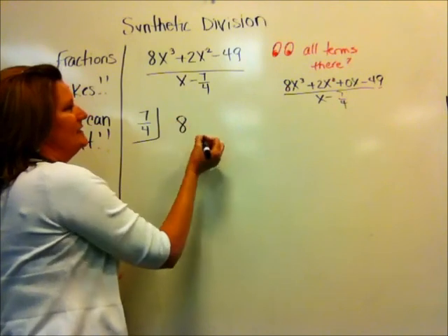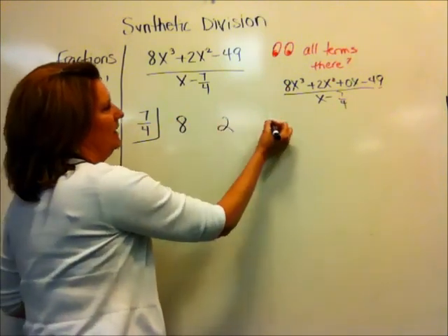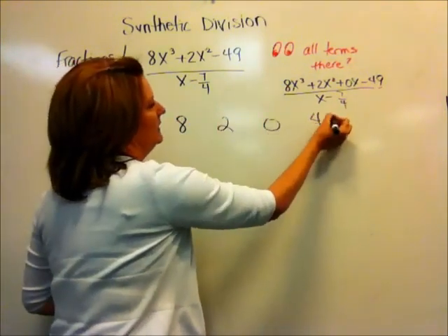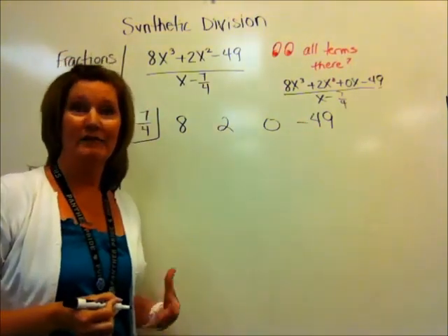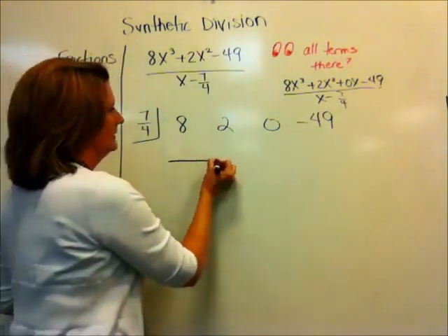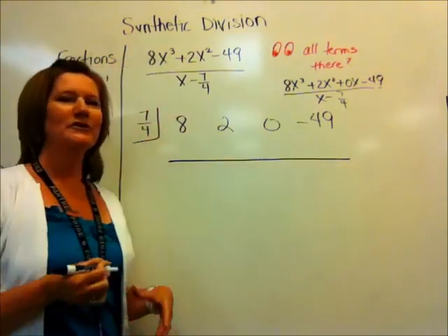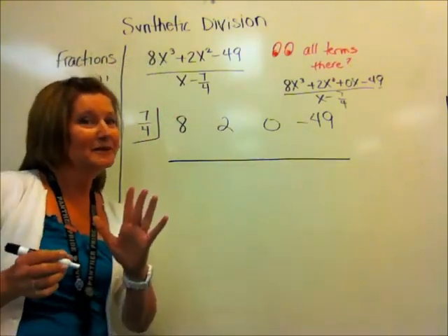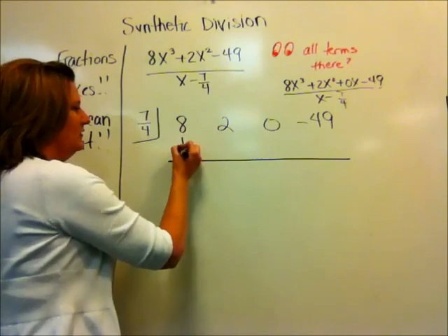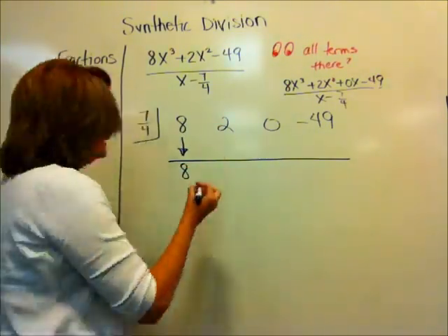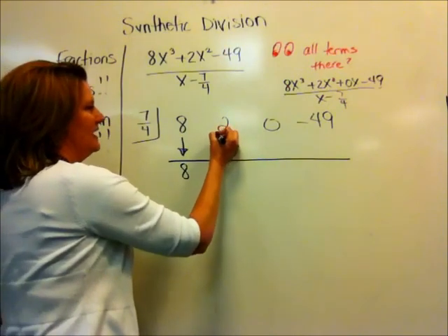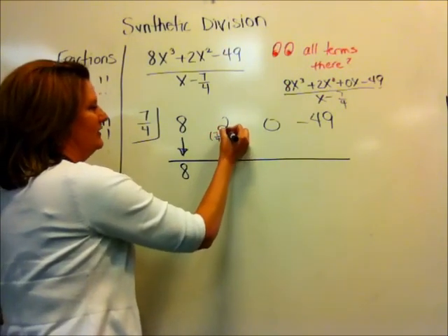I have an 8, I have a 2, I have a 0, and I have a negative 49. Remember to take the sign. Same rules, there's nothing different. It's only a little scary because of the fraction. Bring down your first term, it's 8. Okay, and then, here, let's write it up here just in case you are afraid of your fractions.